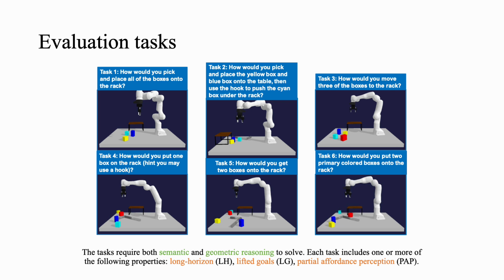We evaluate our method on 6 tasks, each with a subset of the following properties: being long horizon, having lifted goals, and having partial affordance perception. Long horizon tasks require executing 6 or more consecutive skills to solve. Lifted goals are goals where the instructions are not specified over concrete object instances, but rather over object properties and over the scene configuration. Partial affordance perception refers to the property where the skill affordances are difficult for the LLM to determine from the provided textual scene description and the instruction.